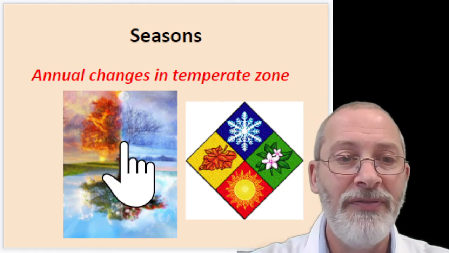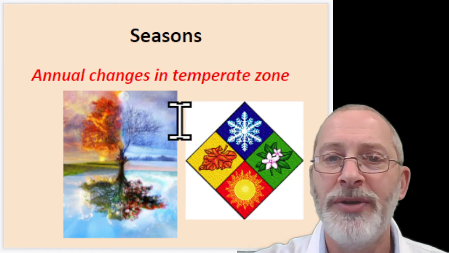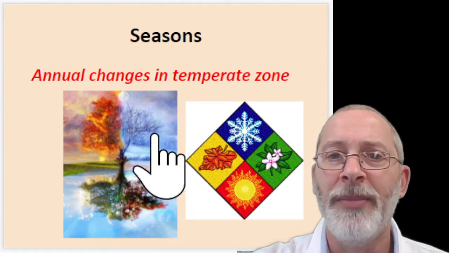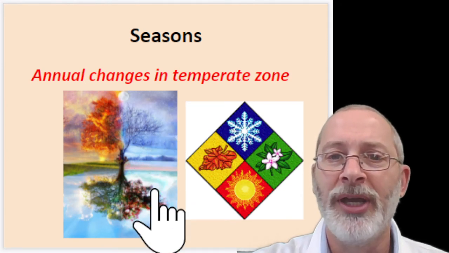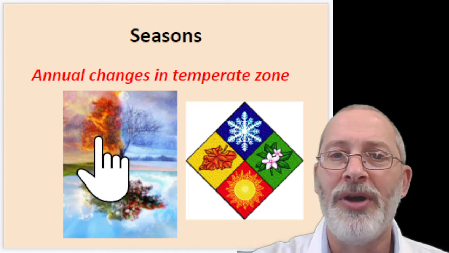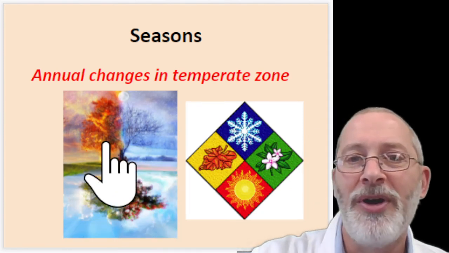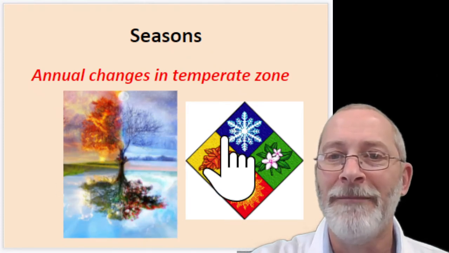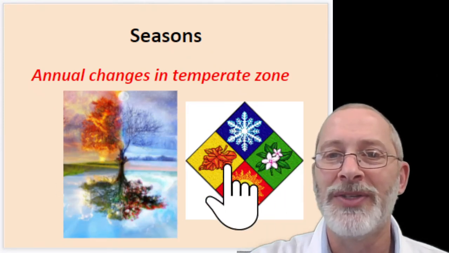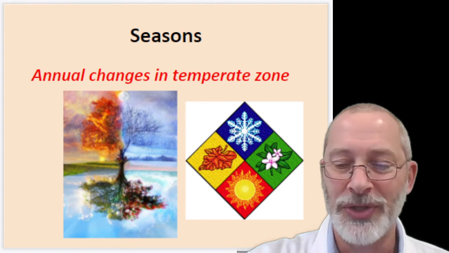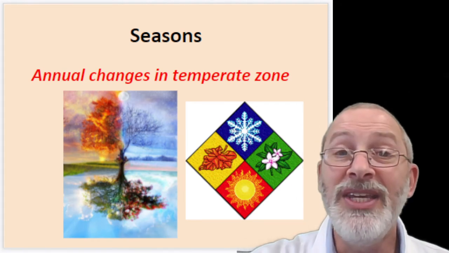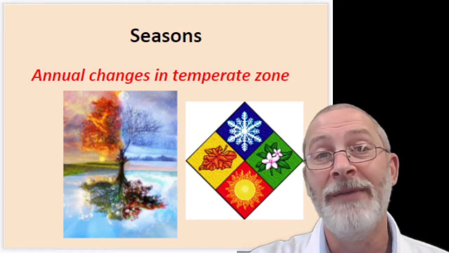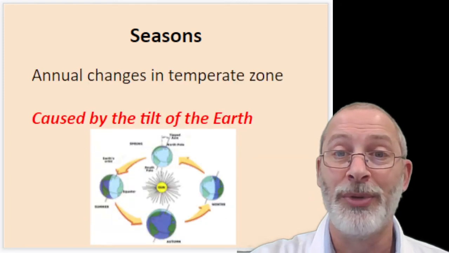By the way, I love this picture here. If you look at this picture, this is really pretty. It goes from winter, spring, summer, fall, winter, spring, summer, fall, and it goes around and around again. Same is true here, winter, spring, summer, fall. Just some icons to illustrate the different seasons that we experience in the mid latitudes here in the temperate zone.